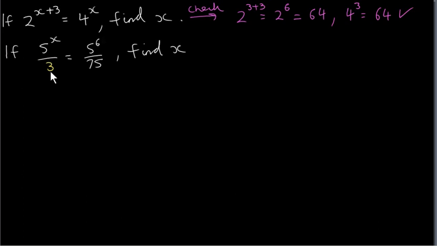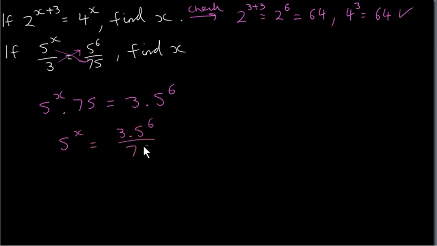If 5 to the power of x divided by 3 equals 5 to the power of 6 divided by 75, find x. Now we could multiply both sides by 3 times 75 to get rid of these denominators. Or, equivalently, we can cross multiply because we have a single fraction on each side. So we have 5 to the power of x multiplied by 75 equals 3 times 5 to the power of 6. And we can rearrange that to get 5 to the power of x equals 3 times 5 to the power of 6 divided by 75. I just divided across by the 75.